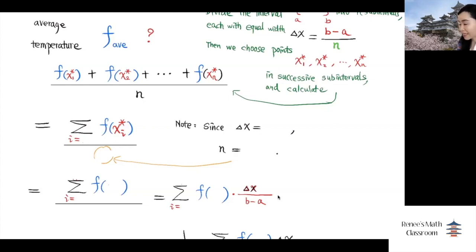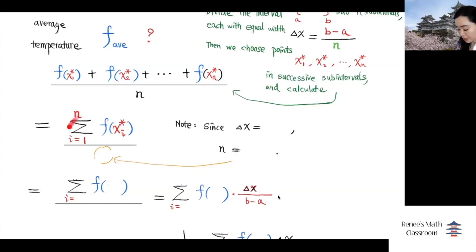Now the i here is the index. It starts from 1 and ends at n. So I put down over here, i goes from 1, I start from 1 and end at n. So the starting index is here, the ending index over here. Every time it increases by 1: 1, and then 2, and then 3, etc., all the way until n.